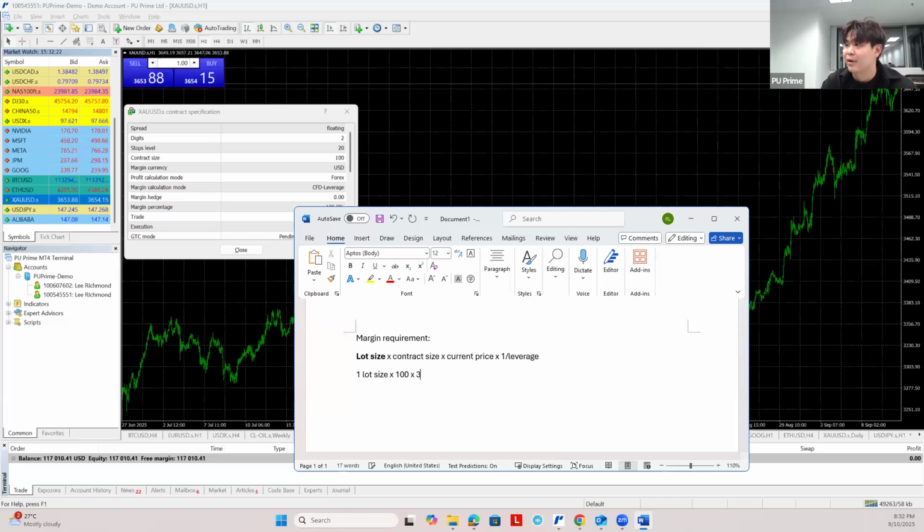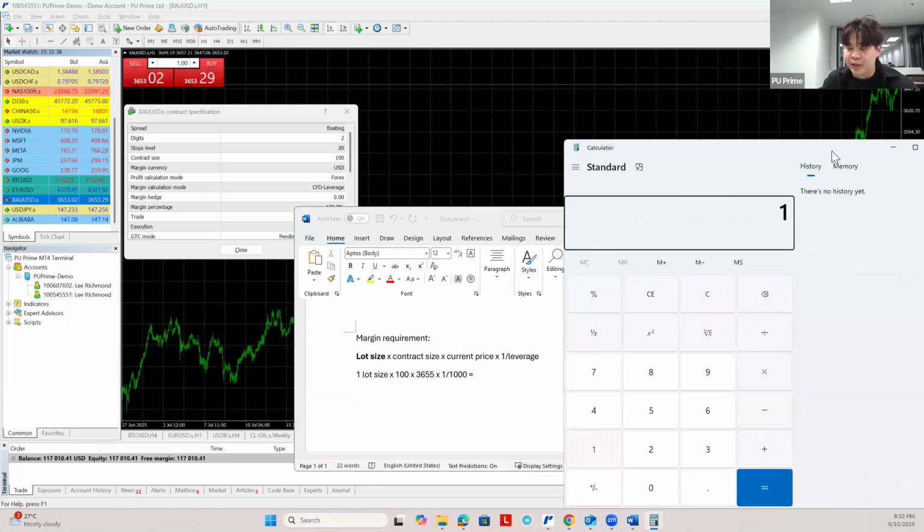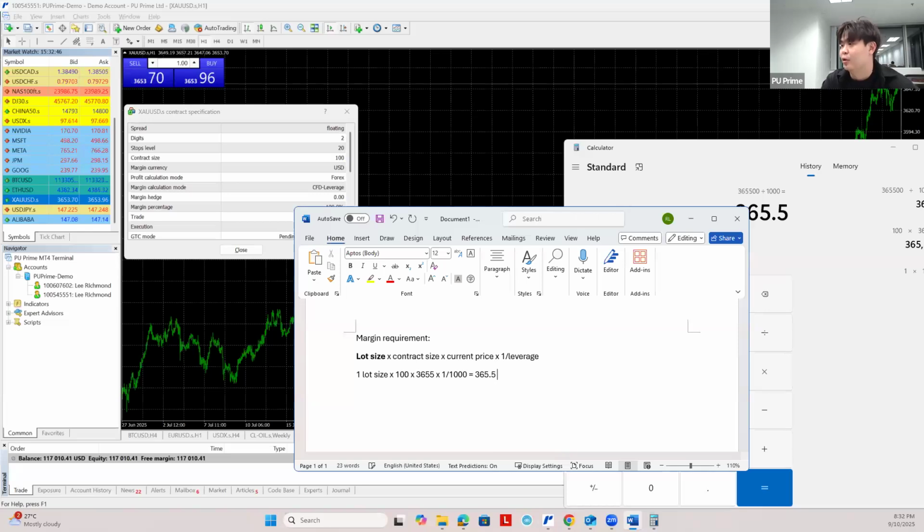And then you times the current price of the gold. And then times 1 divided by leverage. So for Q prime, the leverage is actually offering up to 1,000 for gold. So how much you need to deposit in order for you to open 1 lot positions for gold? Okay, so you just put everything inside. So you need to deposit at least $365.